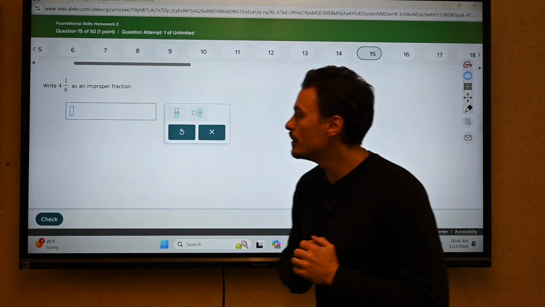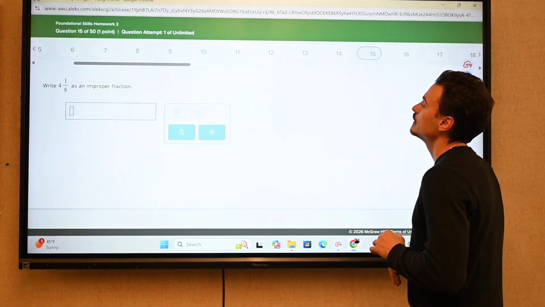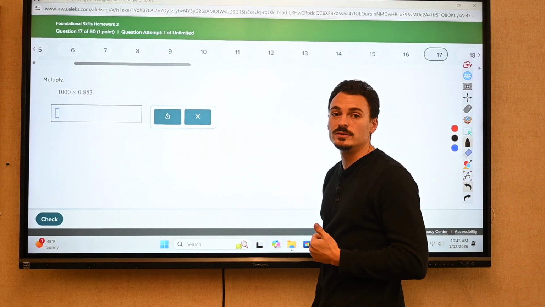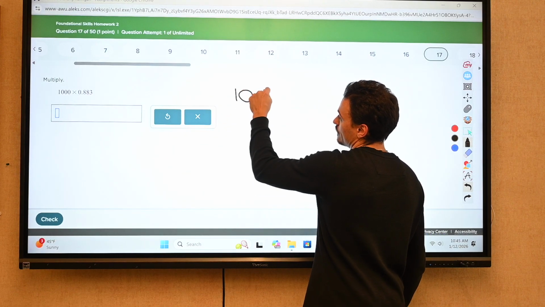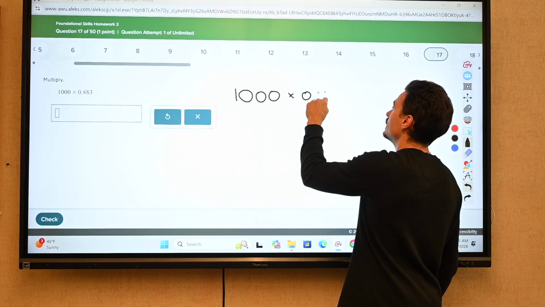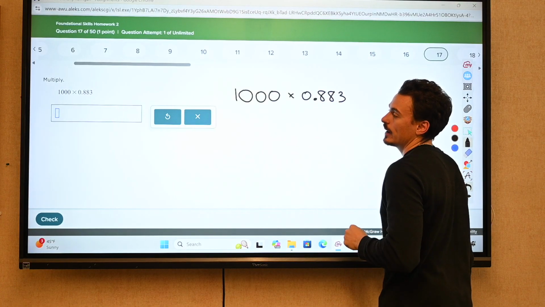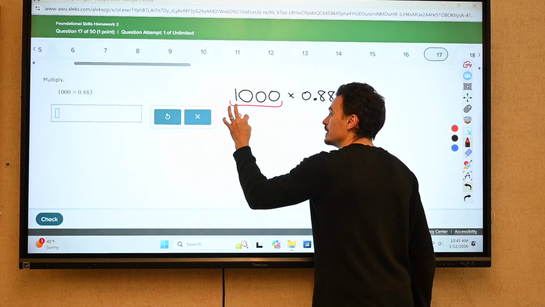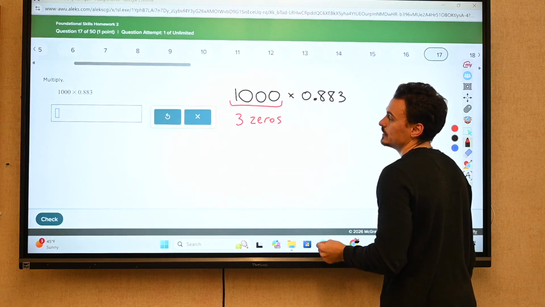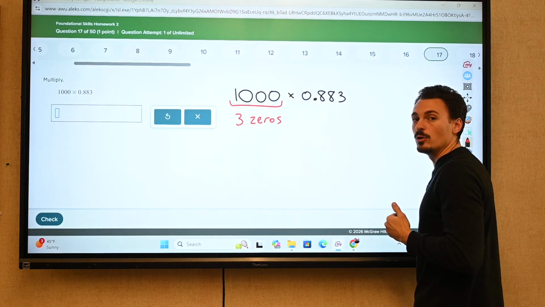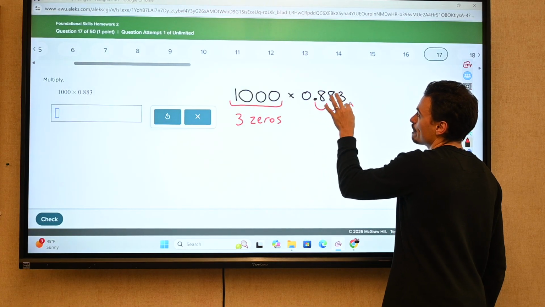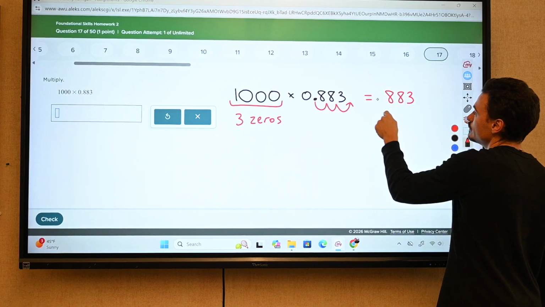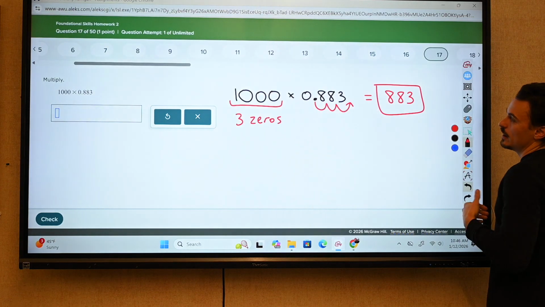Awesome. I want to do 17 and 20. I'm going to go quickly. 17 is multiplying by magnitudes of 10. So this question is 1,000 times 0.883. Okay, so what we're going to do is take that number, 1,000, which has 3 zeros. What that does is it makes the magnitude of this number move 3 decimal places. Okay, so this would equal 883.